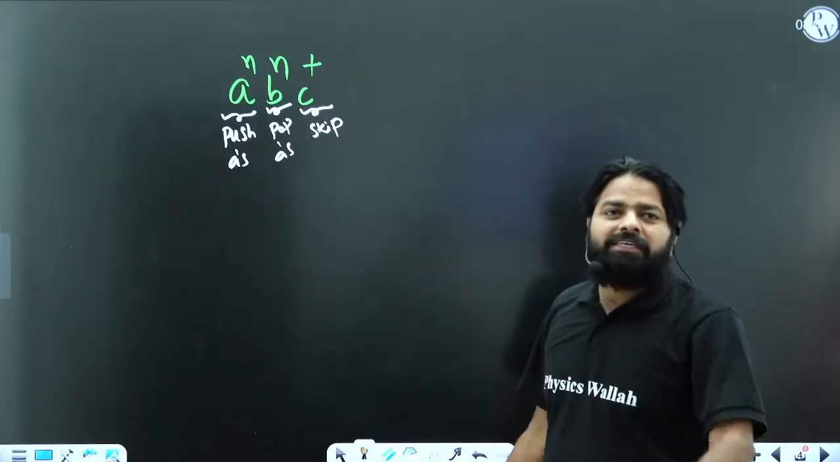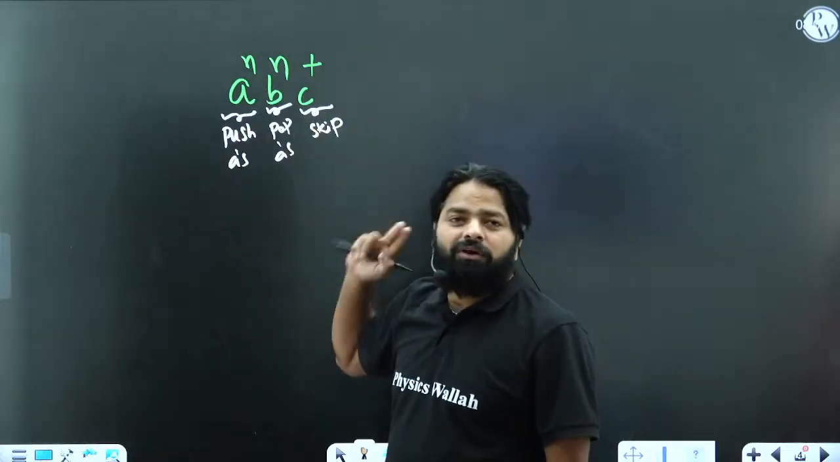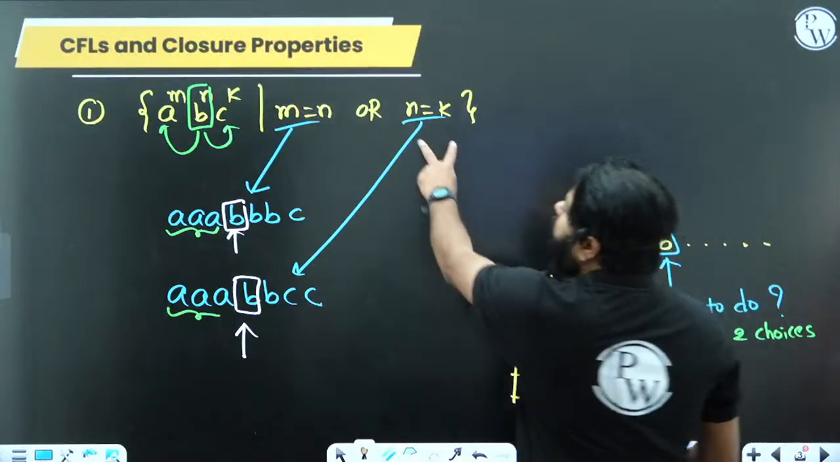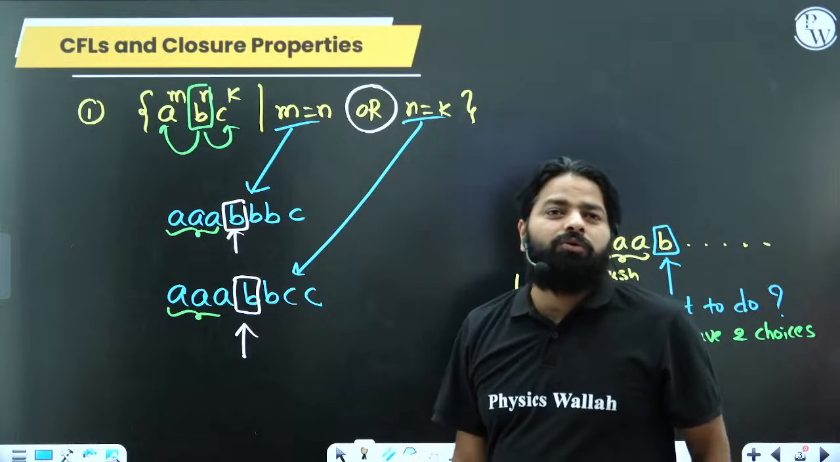But in the previous case, you do not know whether the B's are equal to A's or equal to C's. You have two conditions. If it is 'and', it is anyhow impossible to do with the stack.